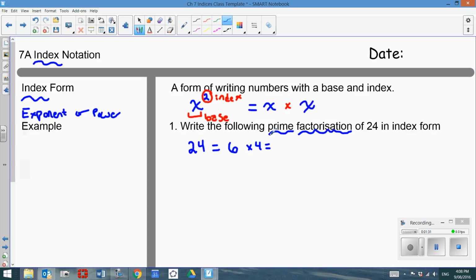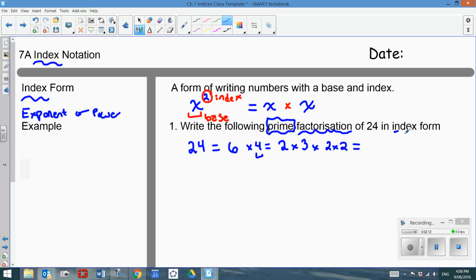But if I want to write the prime factorization of 24, I need to keep breaking down my factors until I have prime numbers. And remember, prime numbers are only divisible by 1 and itself. So 6 is still divisible by a couple other numbers besides 1 and itself. I'm going to continue to break 6 down into 2 times 3, and then the 4 I'm going to break down into 2 times 2. So if I multiply 2 times 3 times 2 times 2, I get back to 24. But 2, 3, 2, and 2, those are all prime numbers.